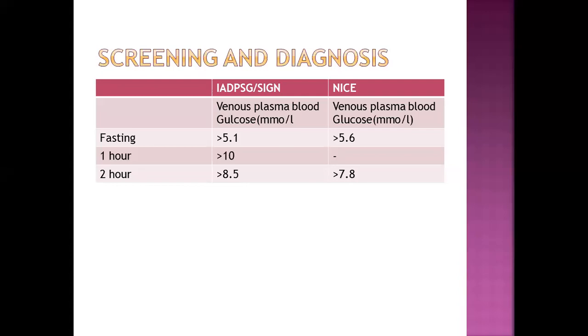According to the NICE guideline, the fasting should be a higher level, that is more than 5.6 millimole. While the NICE guideline does not recommend the 1 hour postprandial, but the 2 hour postprandial of 7.8 millimole. So if these levels are raised, then you label or diagnose the patient as having gestational diabetes, and then it is recommended that she should have the hemoglobin A1C.